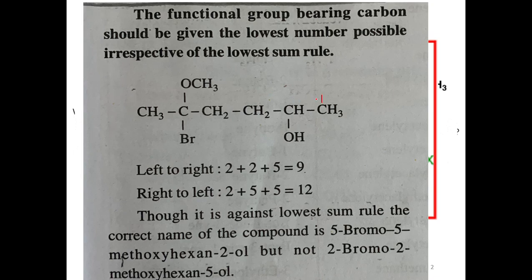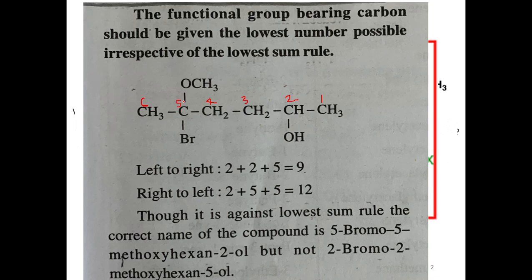This is carbon 1, 2, 3, 4, 5 and 6, right? Now at carbon number 2 we have an OH group, but this is a suffix, so we have to write this one last. Now we have to check the substituents present on the parent chain.